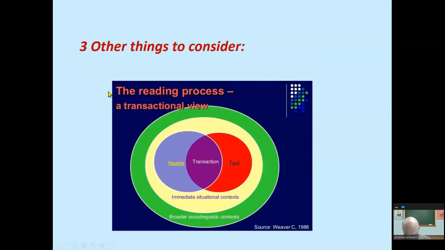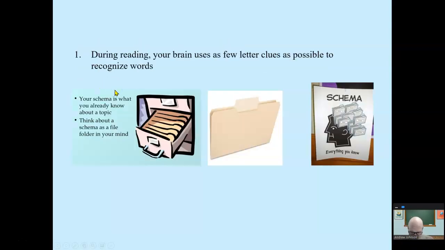So, three other things to consider here. During the act of reading, your brain uses as few letter clues as possible to recognize words. You're using the file folder in your head, known as schema, to make sense of things. And this is why I can read books about reading instruction pretty quickly. But reading books about financial things, the same brain, similar words, but I go very slowly. Nothing up here related to financial information.